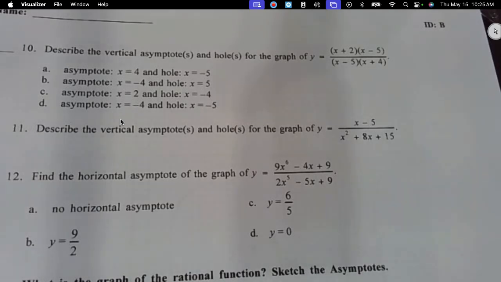Now I have mine written down. Okay, so if the degree is bigger in the numerator, none. If the degree was smaller in the numerator, then it would have been 0. And what if the degrees were the same? Then it would have been 9/2. We'll make a note card.